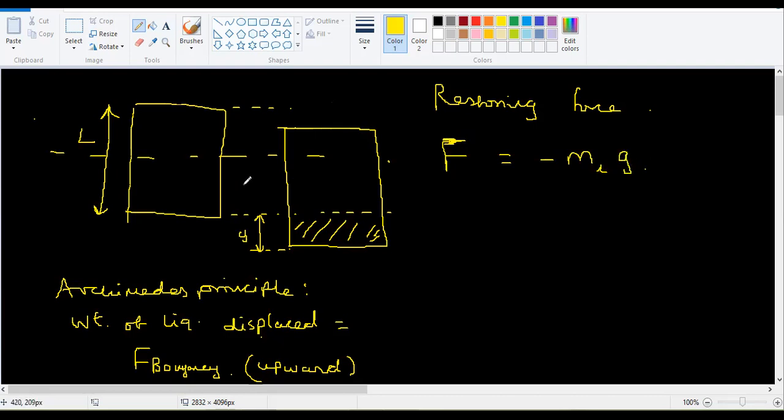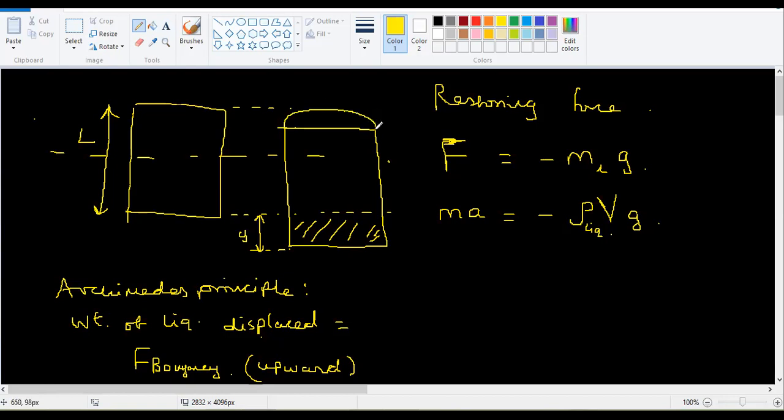Y minus, you see, when the displacement is pushed downwards, the force is going to be upwards. That's why this minus. Mass is nothing but density into volume. So this is the density of the liquid in which it is floating. What is this volume, this extra volume?